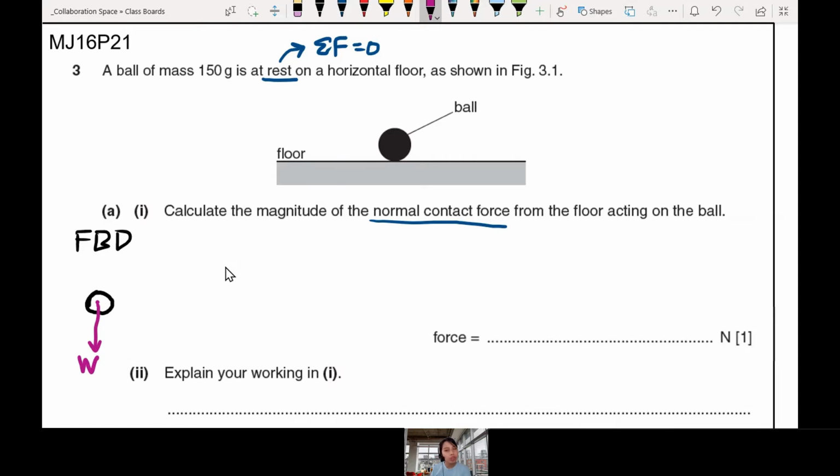But why doesn't the thing drop down? Because somebody stopped it. Who stopped it? The floor said, hey, excuse me, don't go down. Halt! Let me push you up. So there is a normal contact force also acting on the ball. So I draw here.